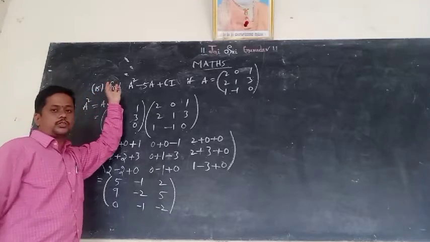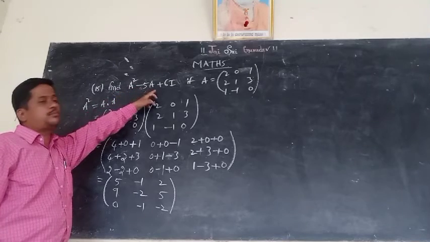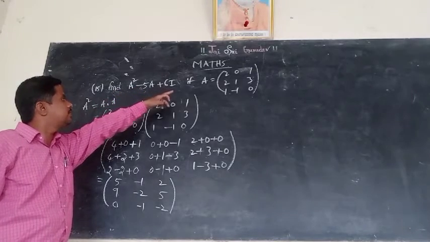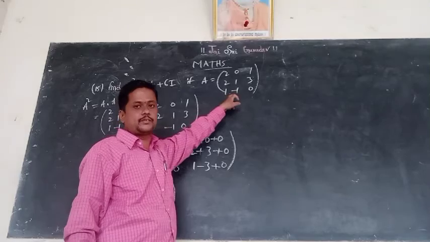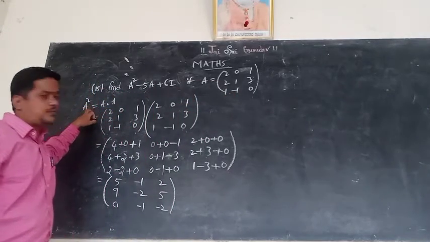So next question, question number 50. Find A square minus 5A plus 6I, if A is equal to the matrix given. This is one of the important ones. So here, how to find out A square?